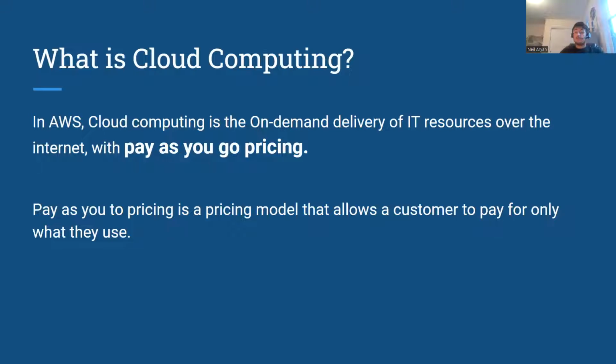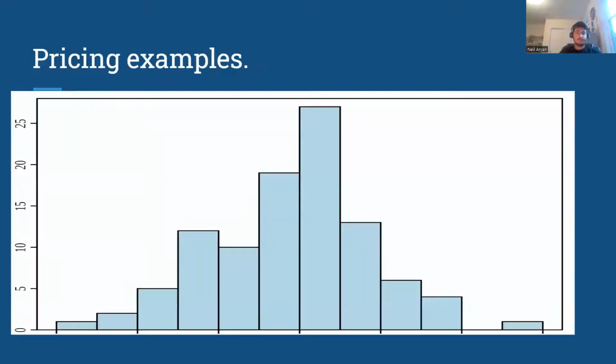It also involves pay-as-you-go pricing. And pay-as-you-go pricing is a pricing model that allows customers to pay for only what they use. Now let's take a step back and really get a good understanding of what pay-as-you-go pricing is. Let's take an example here. Let's say this graph represents, in the thousands, the number of users or number of requests that users make on some application that you own.